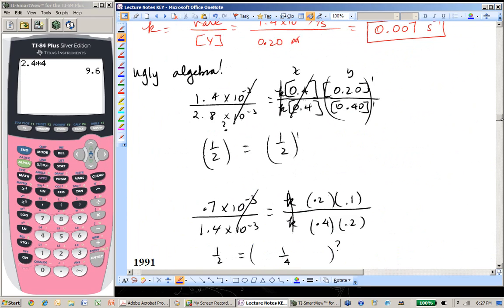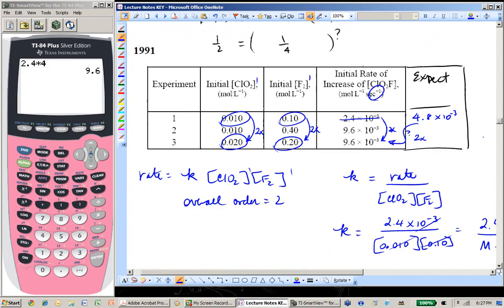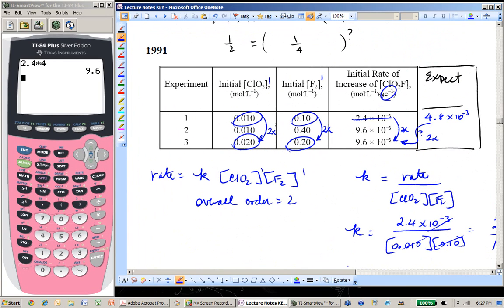Sorry if the ugly algebra method part didn't work out so well, but that's why I don't do it that way. But you can. There's examples in your book you can look at, and you can practice that if that's the way that makes more sense to your brain.